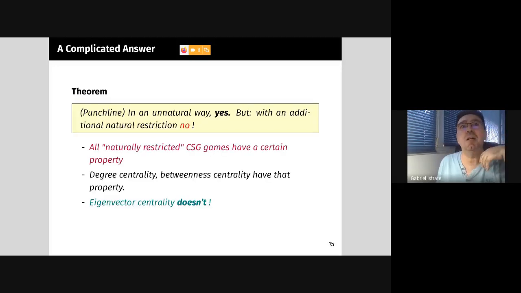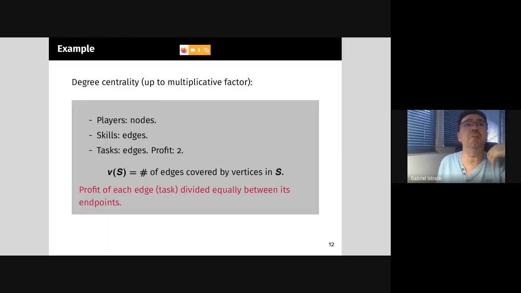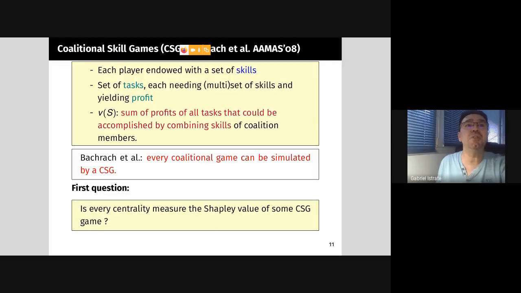So let me come back to the question that I had before. The question was, is every centrality measure the Shapley value of some coalitional skill game? Remember that Bachrach said that every coalitional game can be simulated by a coalitional skill game?